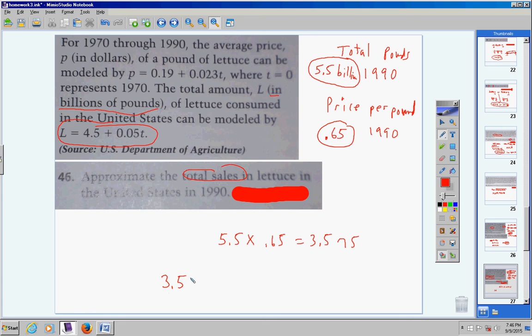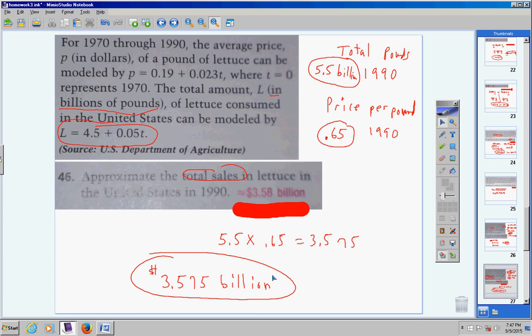So 3.575 billion dollars. So that is the total sales in lettuce in 1990. Really good thinking problem, okay? They rounded, there's the 2 decimal places, 3.58, okay?